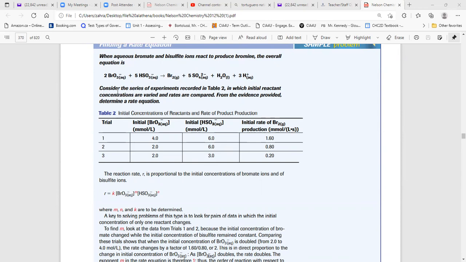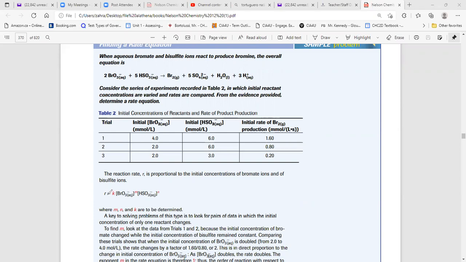So here it is. Consider the series of experiments recorded in Table 2, in which initial reactant concentrations are varied and rates are compared. From the evidence provided, determine a rate equation. Here is the rate, the concentration of HSO3, and the concentration of BrO3.